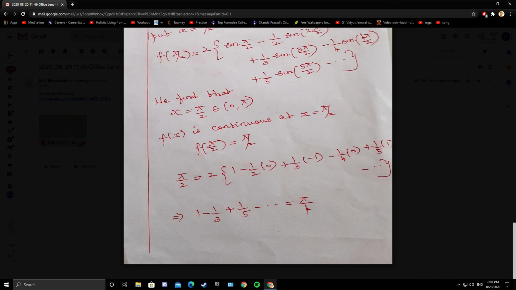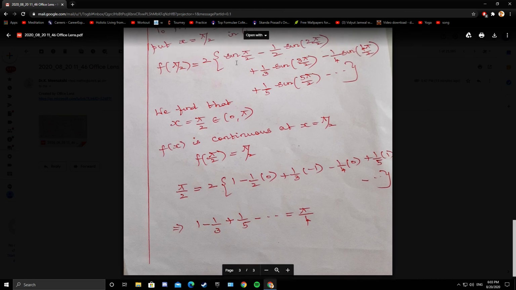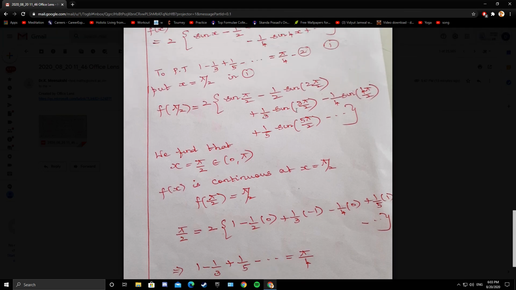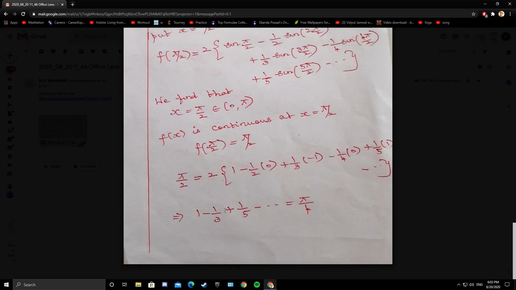So on simplification, f of pi by 2 is pi by 2 equals 2 times, this is 1 minus half into 0 plus 1 by 3 into minus 1 minus 1 by 4 into 0 plus 1 by 5 into 1 minus etc. So on simplification, 1 minus 1 by 3 plus 1 by 5 minus etc. equals pi by 4. So this completes the problem.